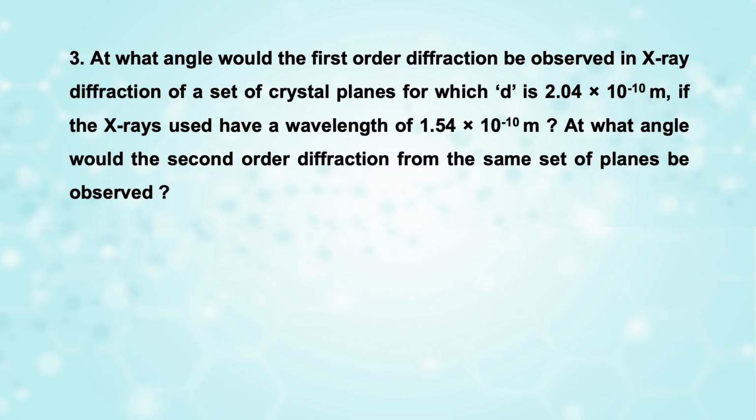At what angle would the first order diffraction be observed in X-ray diffraction of a set of crystal planes for which d is 2.04 into 10 to the power of minus 10 meters, if the X-rays used have a wavelength of 1.54 into 10 to the power of minus 10 meters? At what angle would the second order diffraction from the same set of planes be observed?